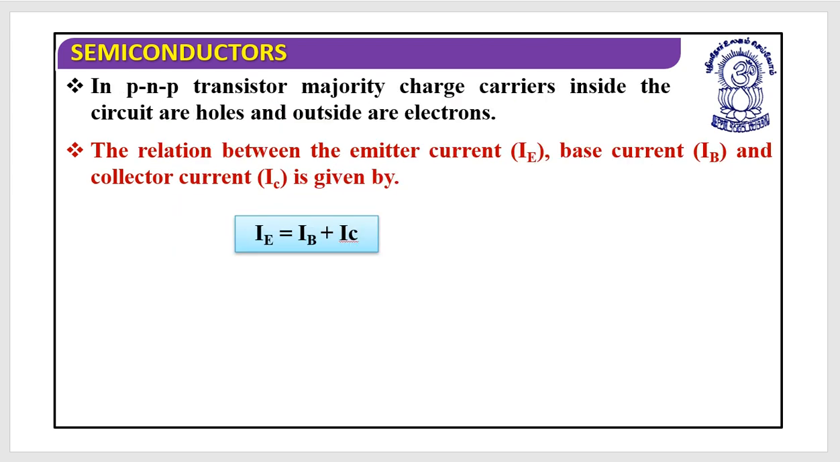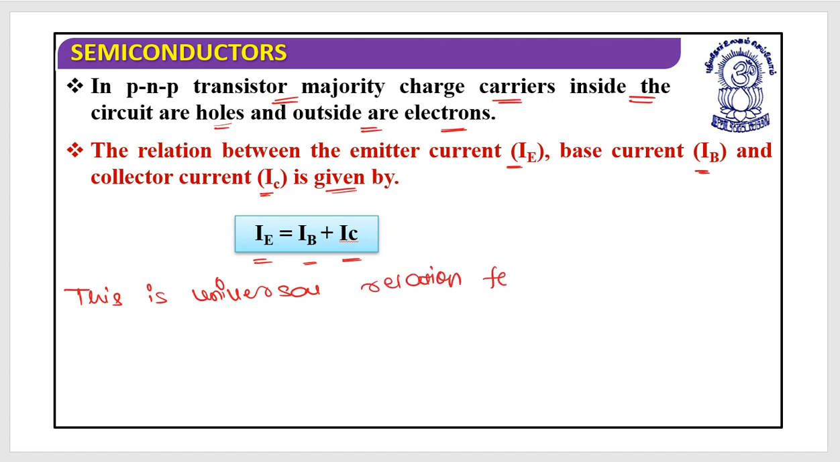So the situation in a PNP transistor is that majority charge carriers inside the circuits are the holes and outside the circuits are the electrons. The relation between emitter current IE, base current IB and collector current IC is given by IE equals IB plus IC, and we can say that this is the universal relation for the transistor.